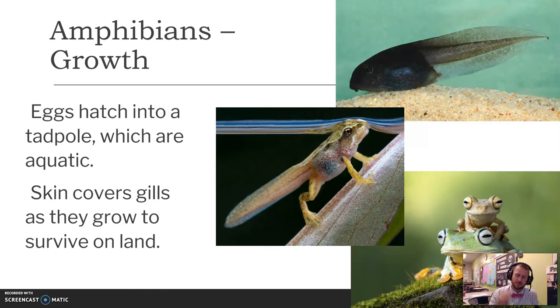When they're born as tadpoles, they have gills like fish do as well. And as they're changing, as they're metamorphosizing, those gills actually cover up with skin so that their lungs can develop and they can move on to land.